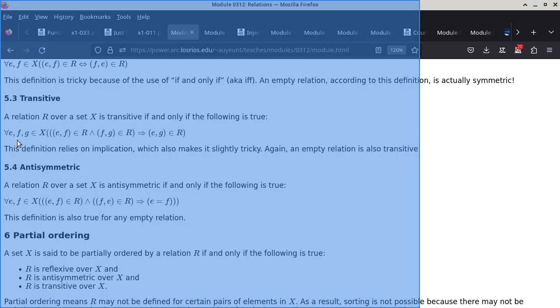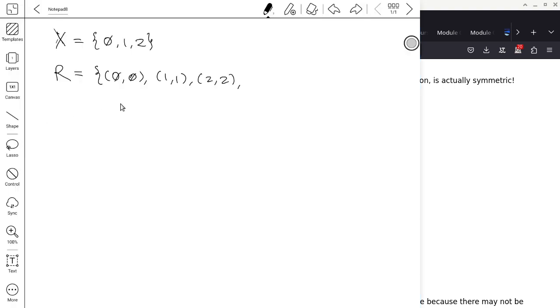So let me switch back to the example that we're looking at right now. Can you find an example to make this false, to make this not transitive? The answer is no. Okay, it's pretty simple. Pretty hard to find a case where it is not true. So that means right now it is already partially ordered.